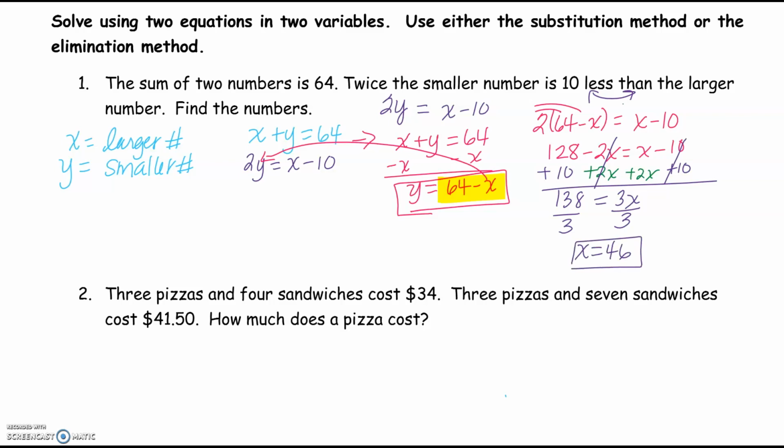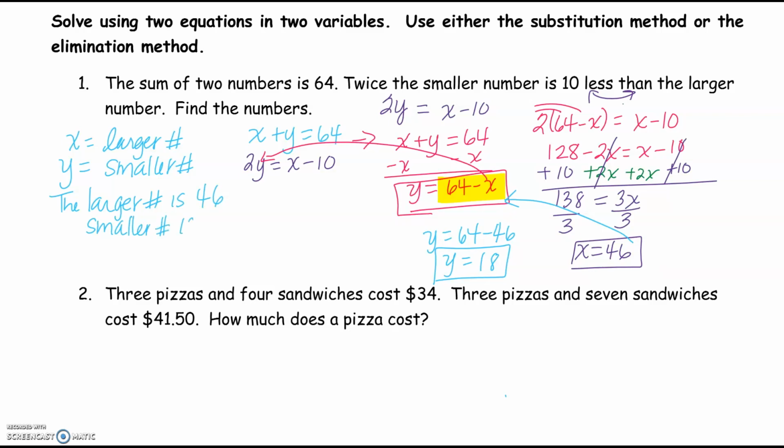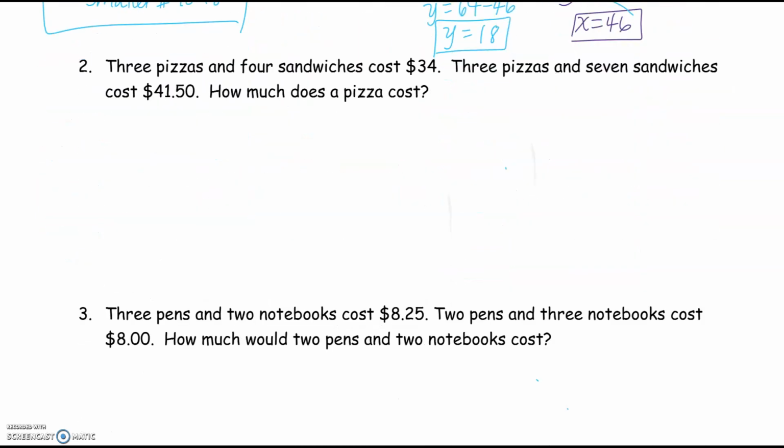How do I get my y value? Well, I take and I just plug that back in here. So I get y equals 64 minus 46, and 64 minus 46 is 18. The larger number is 46. The smaller number is 18. So we used substitution for that one. Let's go to the next one.